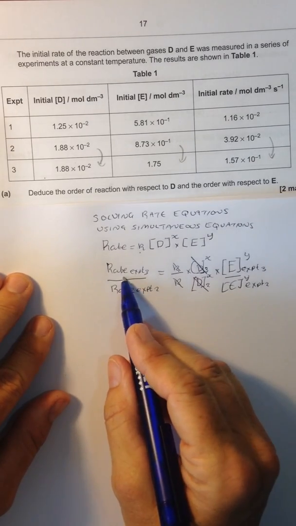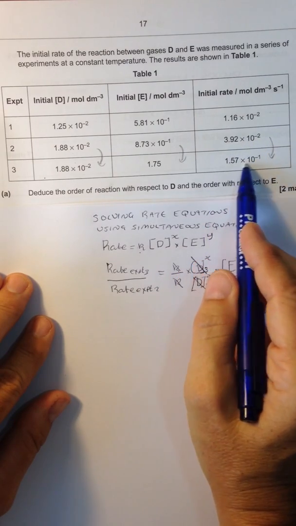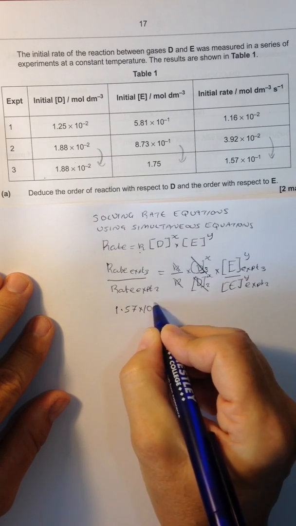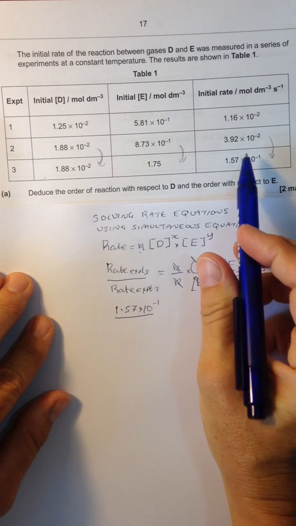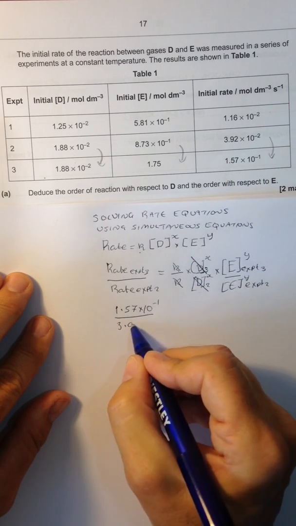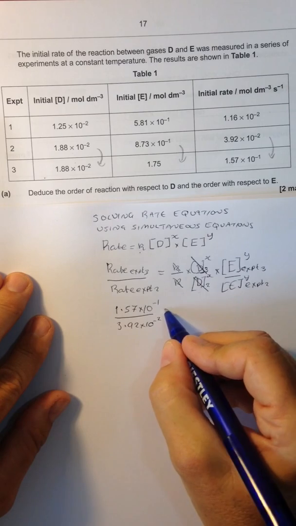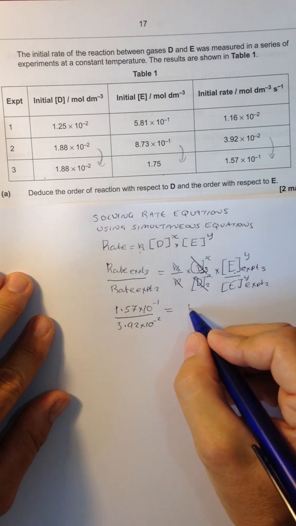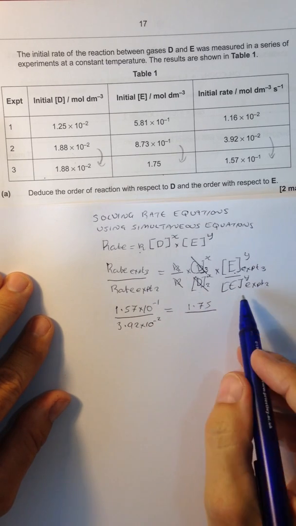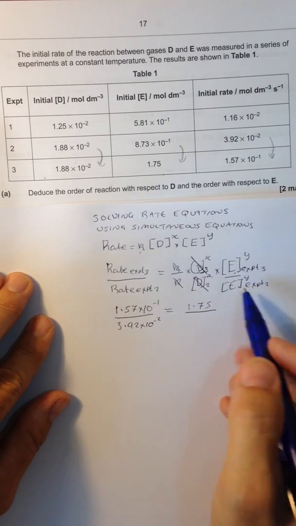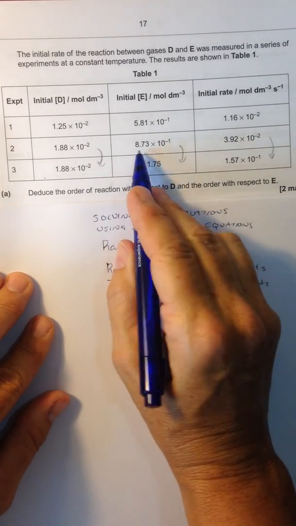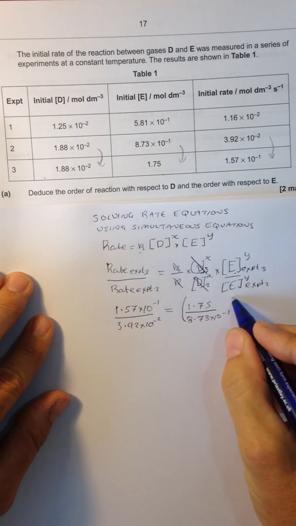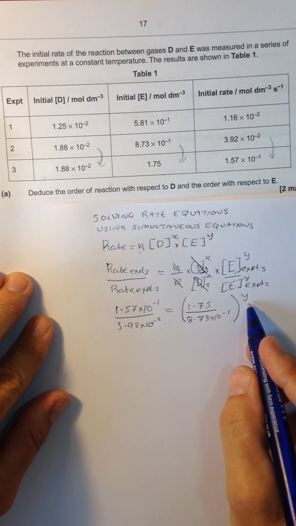So the rate in experiment 3, the initial rate in experiment 3 is 1.57 times 10 to the minus 1, divided by the rate in experiment 2, which is 3.92 times 10 to the minus 2. The concentration of E in experiment 3 is 1.75, divided by the concentration of E in experiment 2, which is 8.73 times 10 to the minus 1, raised to the power y, because that's the order that we're trying to find.